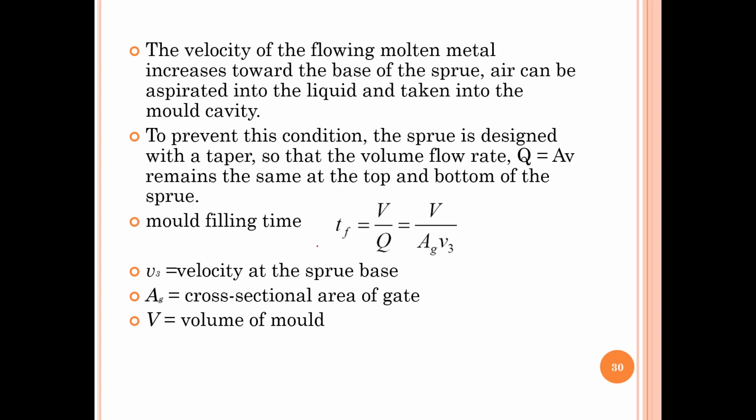Mold filling time. From this, mold filling time TF equals V by Q. Here V is the volume of mold, A is the cross-sectional area of the gate, and V3 is the velocity at the sprue base. This is the mold filling time. T equals the volume of mold divided by discharge. So Q equals area times velocity.